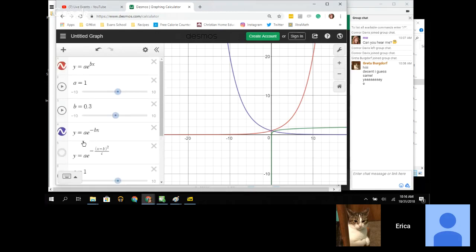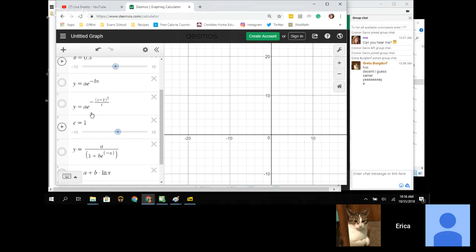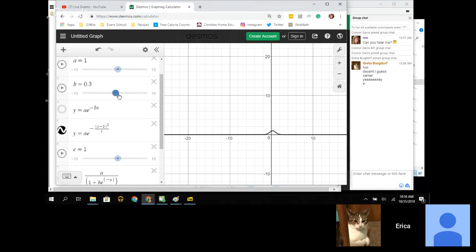Now we have these other two, which are the Gaussian model. So the Gaussian model is actually kind of cool. It has this formula here, a times e, and then e is raised to kind of a crazy power, x minus some constant b squared divided by c. So the Gaussian model actually looks like this. It's like a little blip. And if we change our numbers around, yeah, we can move this back and forth. We can make the amplitude of that bigger.